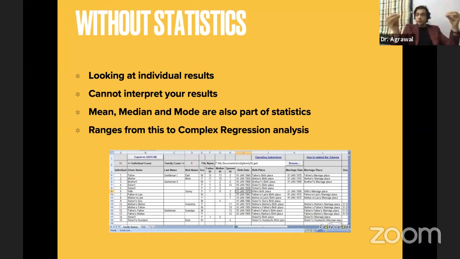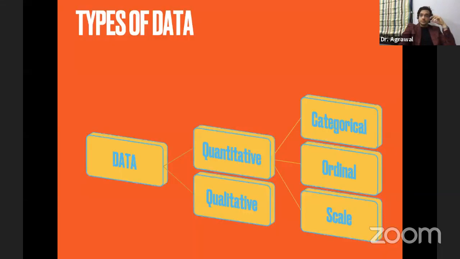Even the mean, median, mode that we're so familiar with since 10th standard, that's also part of statistics only. Okay. And it ranges from this simple mean or average to a complex regression analysis. And people actually do PhDs just in statistics, right? So it's not something that you can master in a day or a year or even 2 or 3 years. It requires a lot of time before you master this particular science.